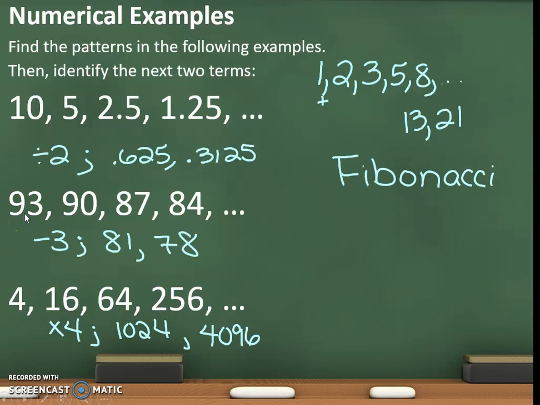The next example is 93, 90, 87, 84. So the rule is minus 3. So the next 2 terms are 84 minus 3, which is 81, 81 minus 3, which is 78. Next pattern is 4, 16, 64, and 256. You're going to multiply by 4 each term. So 256 times 4 is 1024. 1024 times 4 is 4096.